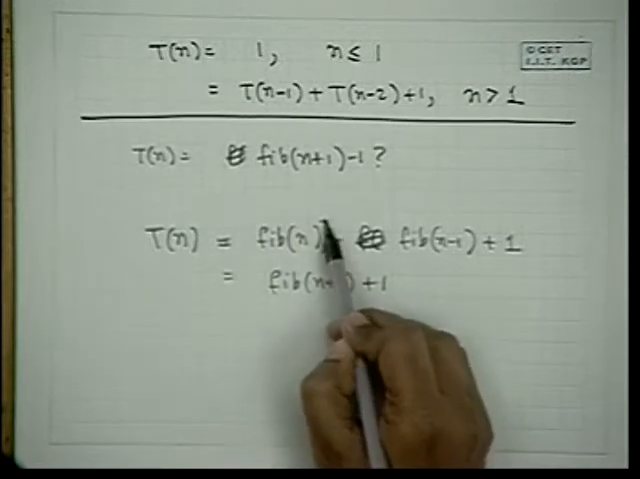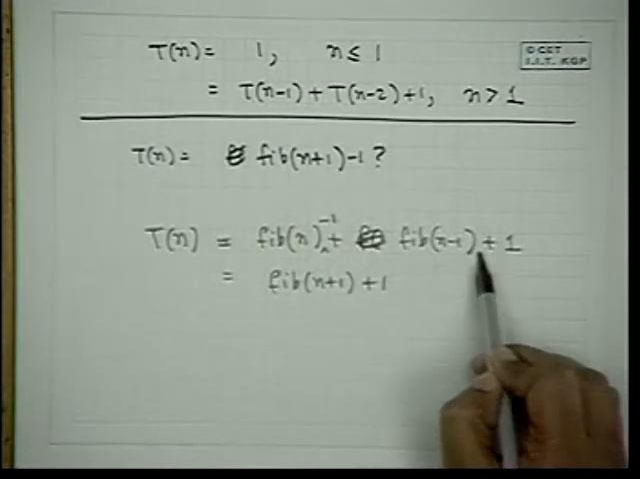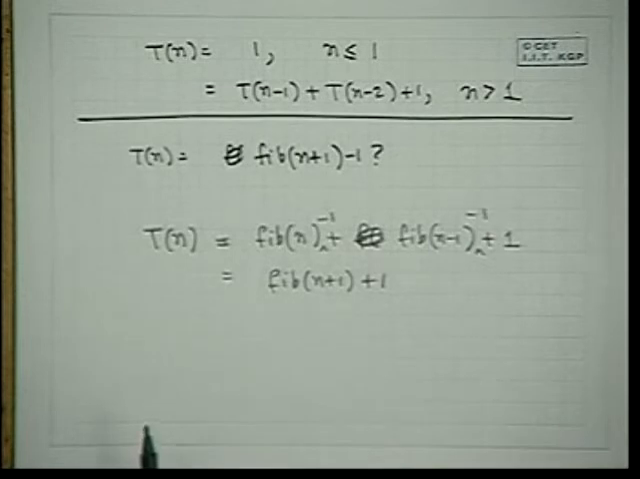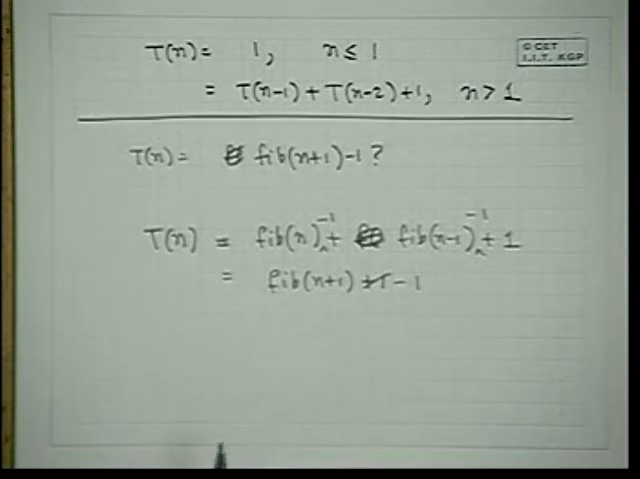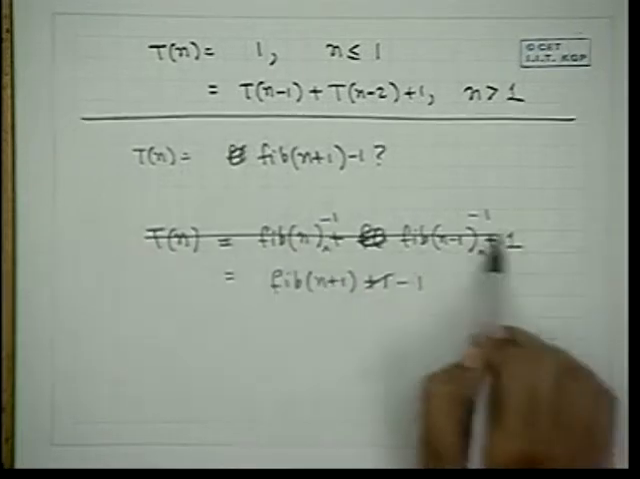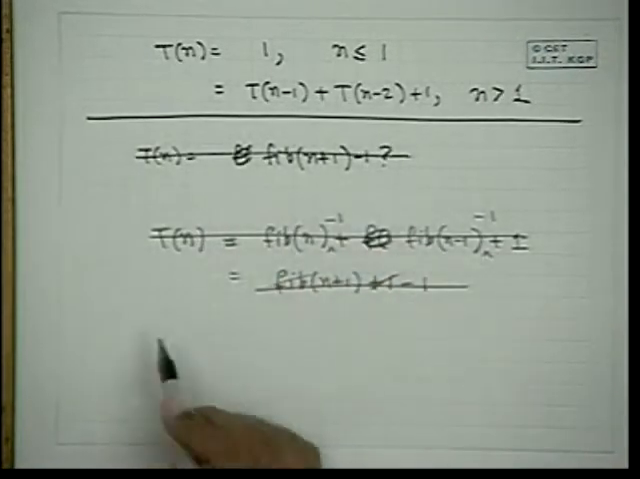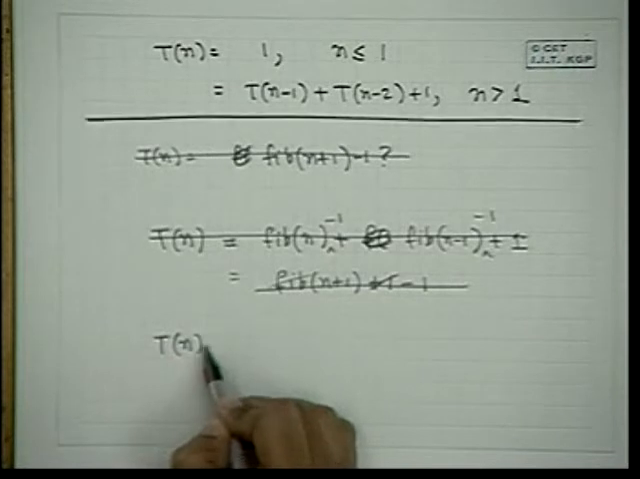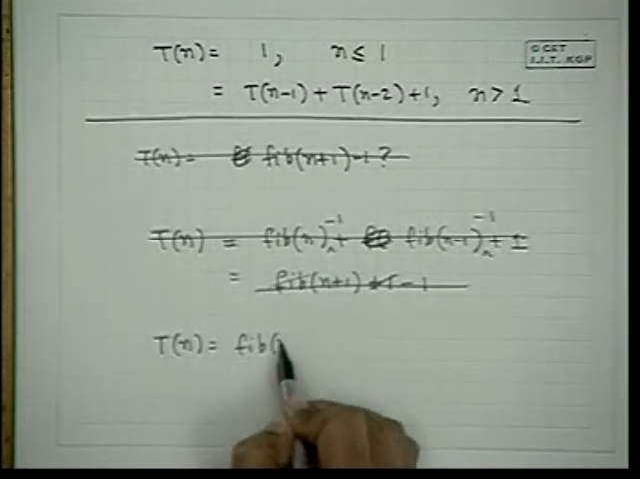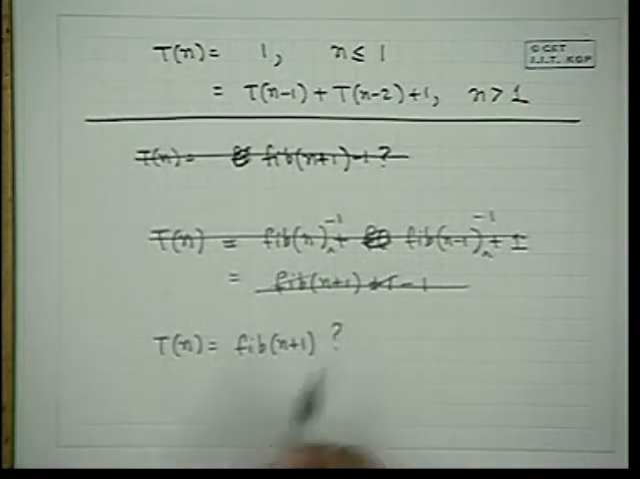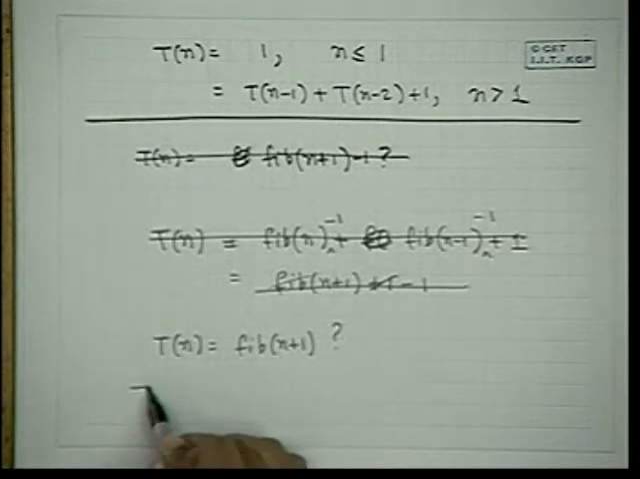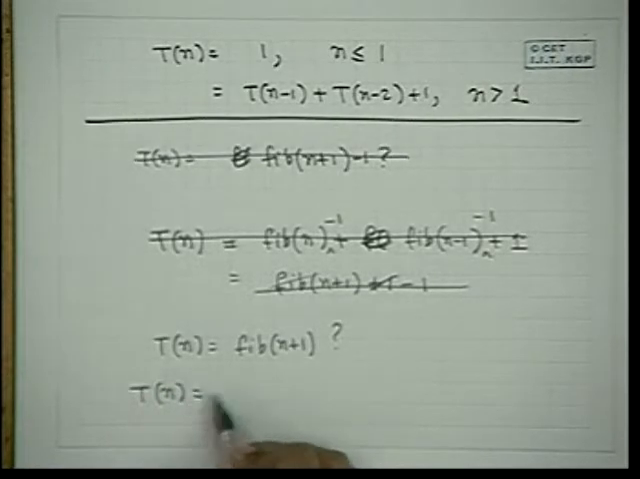Then you will get 1 minus 1 here, you will get 1 minus 1 here, and you will get 1 minus 1 here. Right? Is Tn equal to Fib of n plus 1 or not? This is not true. Why? If it were true, by induction, this would have happened.